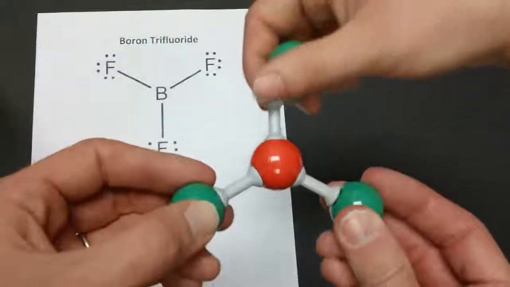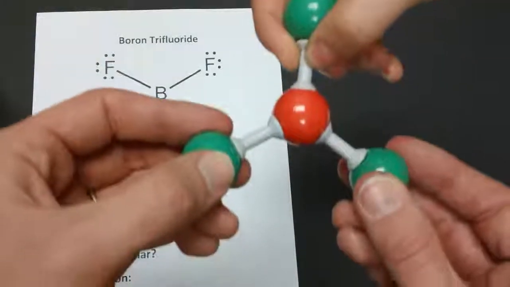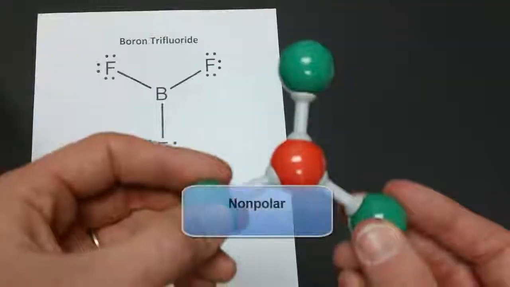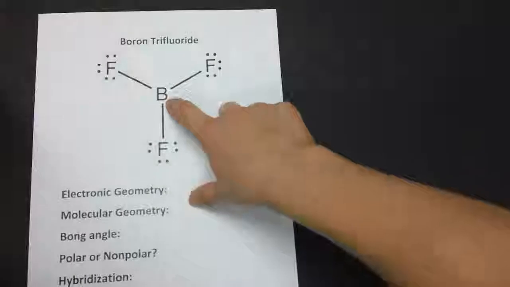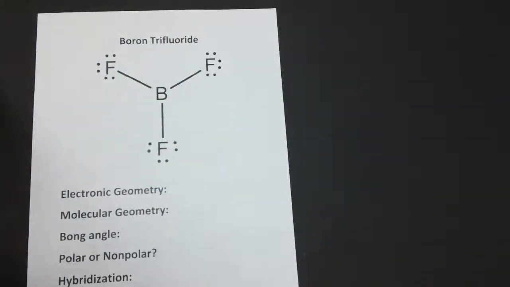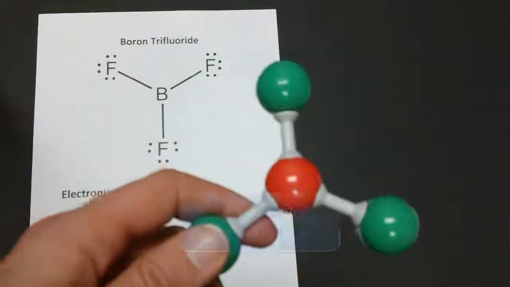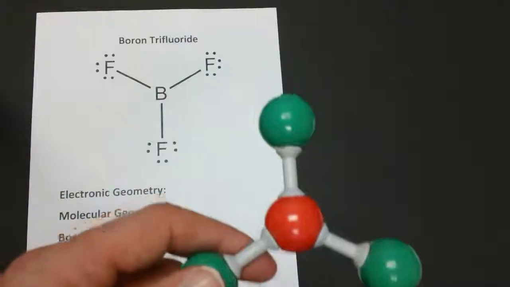Each one of those fluorines, let's put it back on. Each one of those is pulling the same. We're at a standstill, therefore we'd say that all the bond dipoles cancel out. It is nonpolar. So for this molecule, what is the hybridization? The hybridization is 1, 2, 3 regions, so it's sp2. sp2 hybridization.